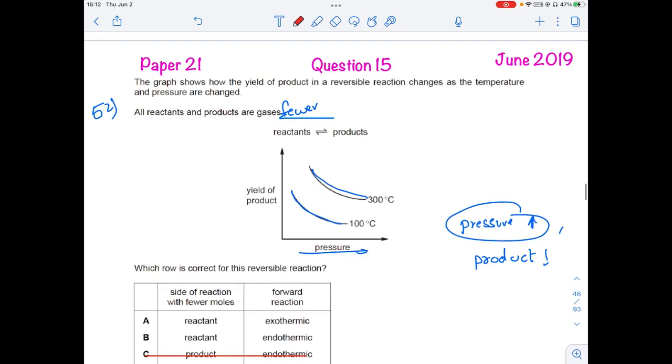Now we need to know whether this is an endothermic or exothermic reaction. For that, we take the yield at a particular pressure, and we can see that at 100 degrees the yield is less, whereas if I increase the temperature, the yield keeps on increasing. So as the temperature increases, the products also increase. That means it is an endothermic reaction, as you are giving heat to the reactants, more products are formed. So it's going to be an endothermic reaction, which is option B. So option B is the answer, and option A is also a wrong answer.